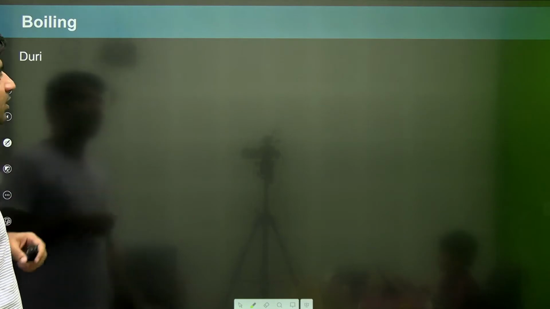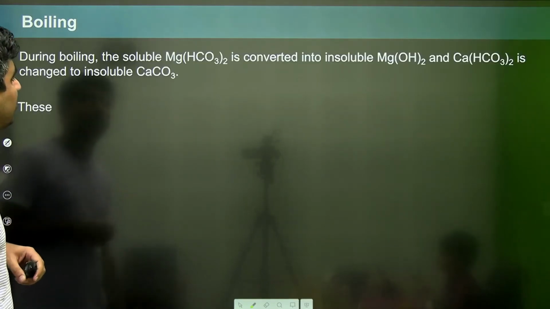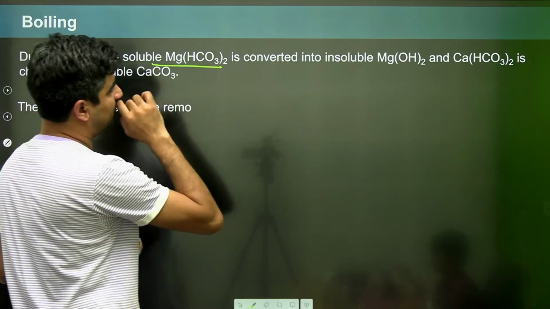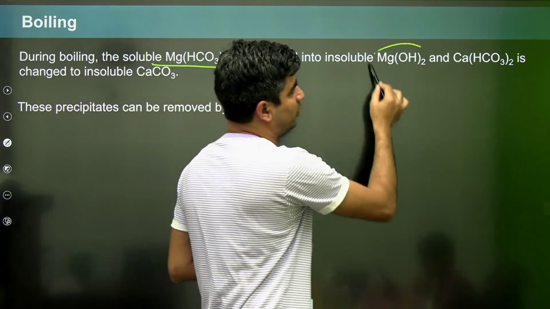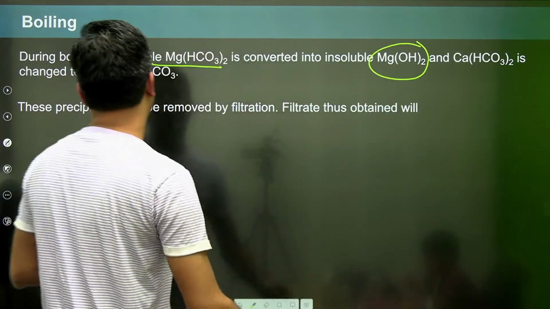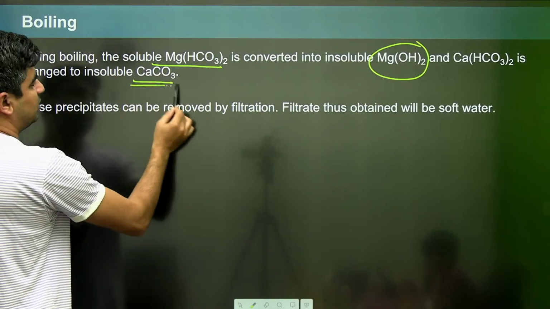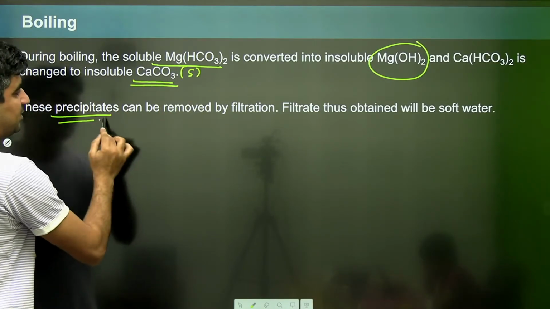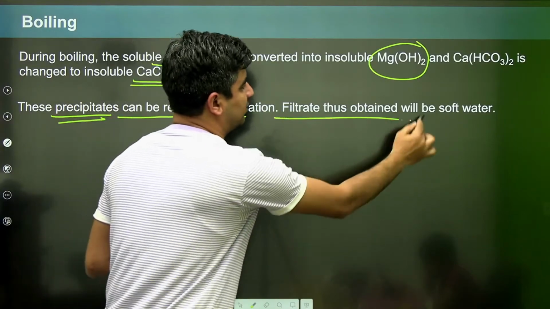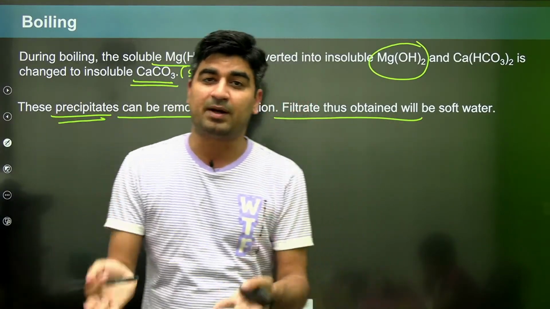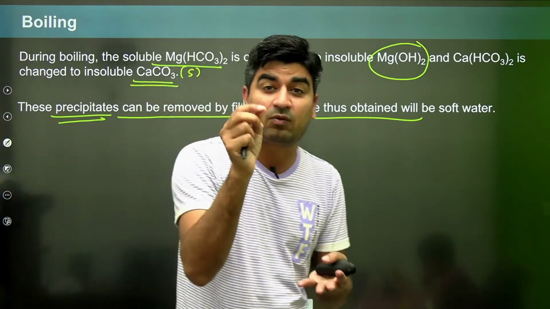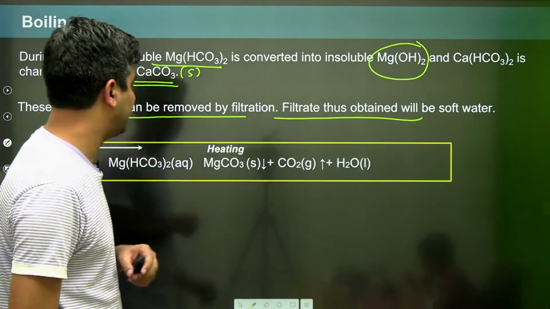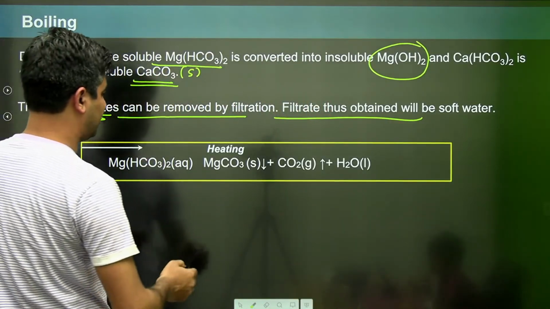By boiling. So I will tell you, during the boiling, this MgHCO3 is converted into Mg(OH)2, and Ca(HCO3)2 is changed to CaCO3, and these are solid precipitates. So these precipitates can be removed by filtration. तो आपने देखा होगा घर में जब मम्मी पानी को बॉईल करती हैं तो you might have seen the white color particles. So what are those white color particles? Now I will tell you.